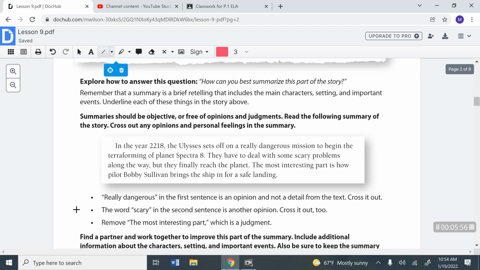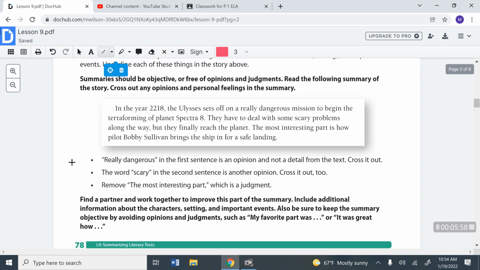So it says a summary should be objective, or free of opinions and judgment. Read the following summary of the story and cross out any opinions or personal feelings of the summary. In the year 2218, the Ulysses sets off on a really dangerous mission to begin terraforming planet Spectra 8. They have to deal with some scary problems along the way, but they finally reach the planet. The most interesting part is how pilot Bobby Sullivan brings the ship in for a safe landing.